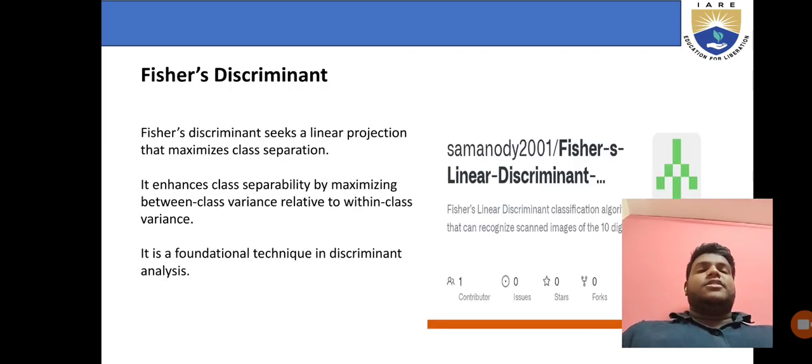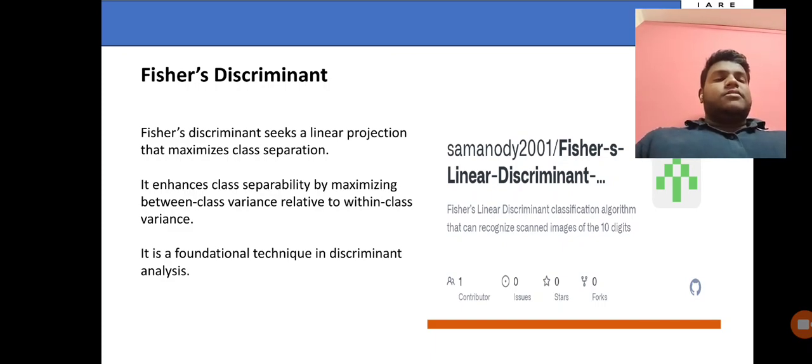Fisher discriminant. Fisher discriminant seeks a linear projection that maximizes class separation. It enhances class separability by maximizing between-class variance relative to within-class variance. It is a foundational technique in discriminant analysis.